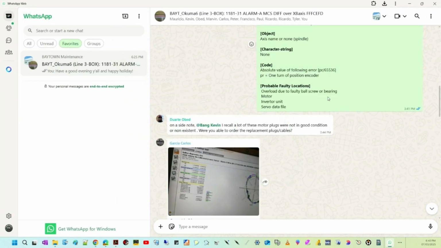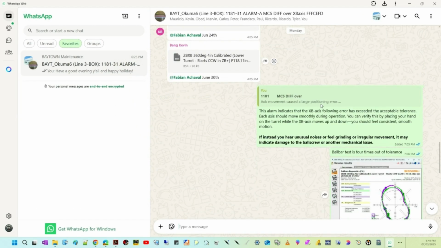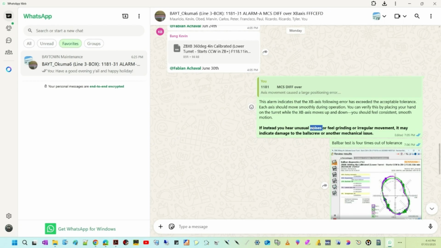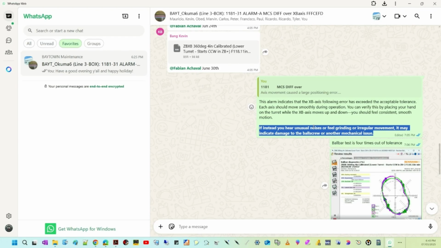Quick sanity check, really. And there was another clue in those Ballbar tests, something called a discontinued plot. That happens when the test sensor gets pushed either all the way in or pulled all the way out during the test. Meaning? Meaning the machine's movement is so far off that the sensor literally runs out of travel.